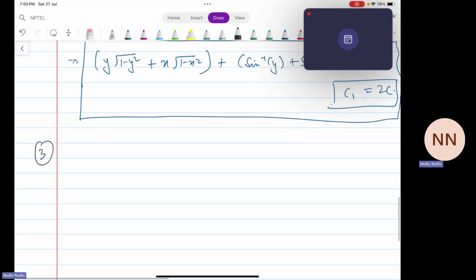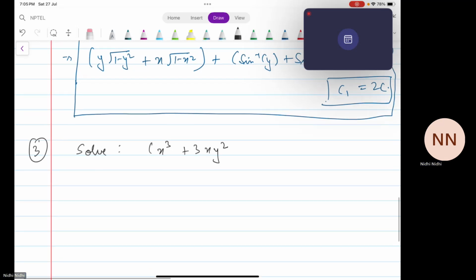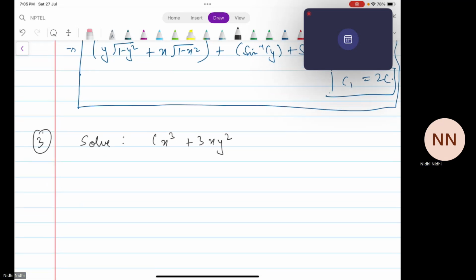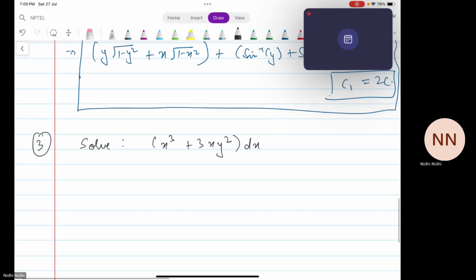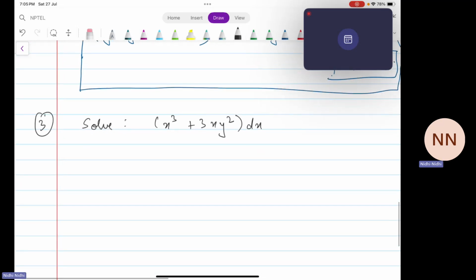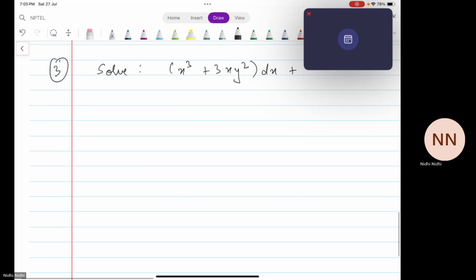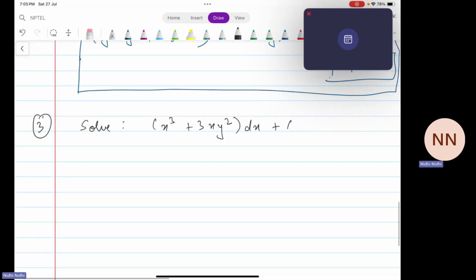Question third. Solve (x cube plus 3xy square) dx plus (y cube plus 3x square y) dy is equal to 0.